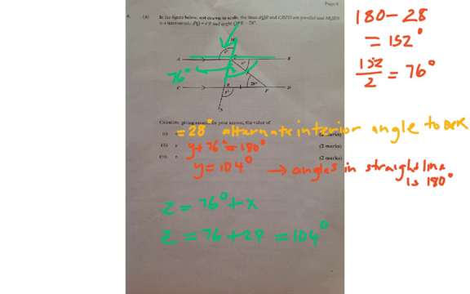And again, the reason why is that angle Z and 76 plus X are vertical angles. So because they're vertical angles, they're equal to each other. So just to recap, X is 28 degrees, Y is 104 degrees, and Z is also 104 degrees.